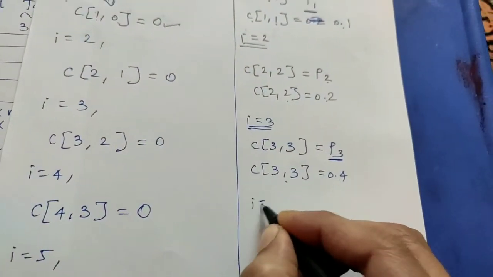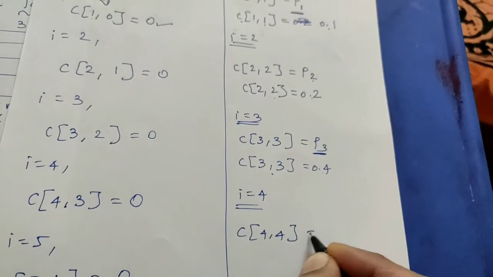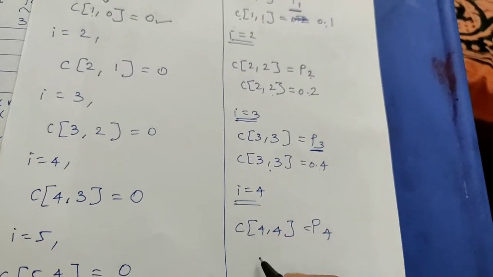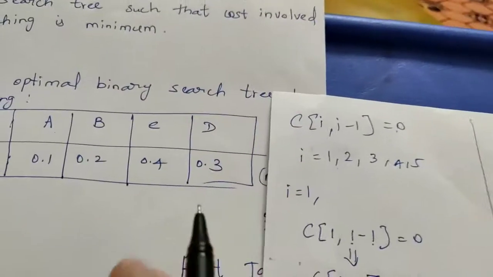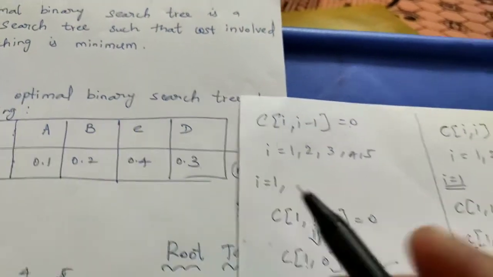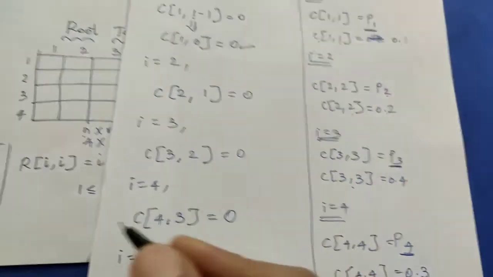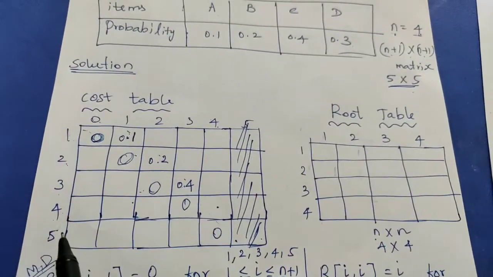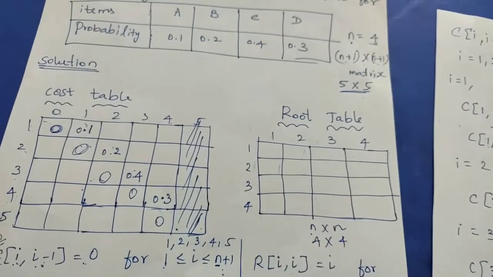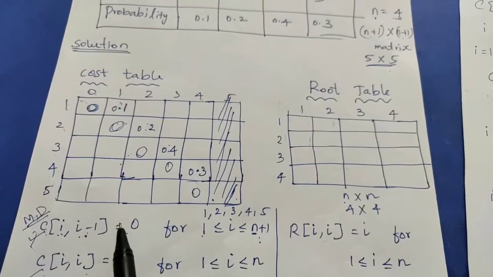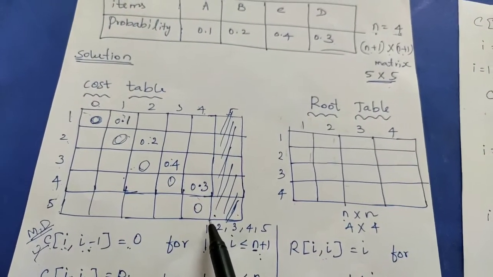So finally I am just going to process I is equal to 4. Cost of 4 comma 4 is equal to P4. So cost of 4 comma 4 is equal to, what is the probability of the fourth item? Probability of the fourth item is 0.3. So write it as 0.3. That should be filled in the cost table, in the location 4 comma 4. I am just filling 0.3. So using the first formula, I have filled the middle diagonal part, everything is 0.